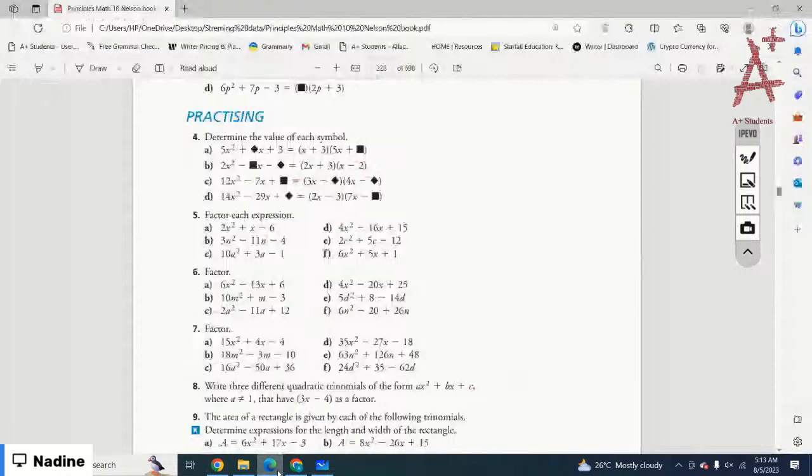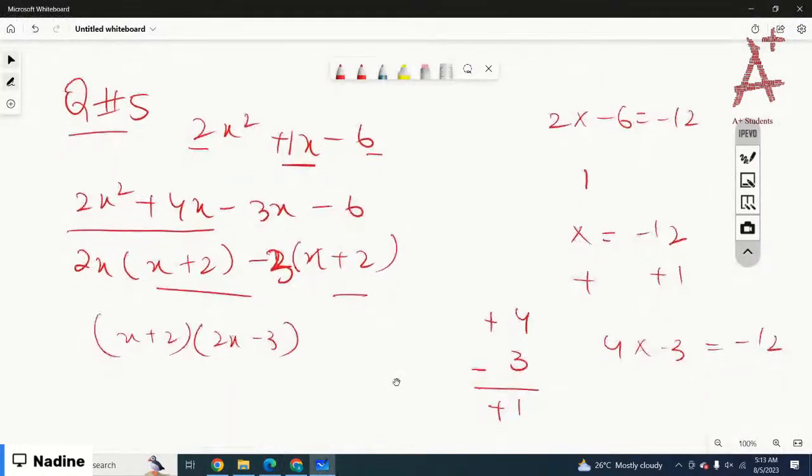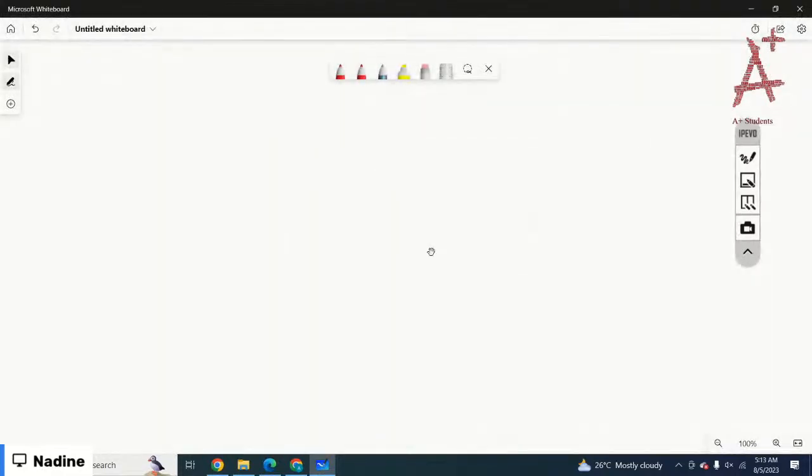Okay, let's just do the f part. 6x square plus 5x plus 1. Okay, 6 times 1 is 6. So think of the two numbers whose product is 6 and whose sum is 5. So which two numbers have the product? They all are positive. 5 times 1.